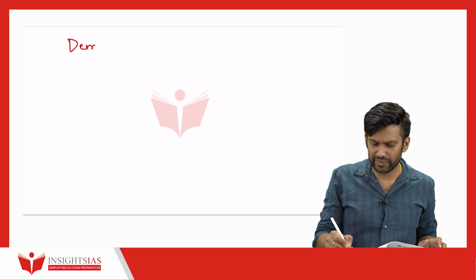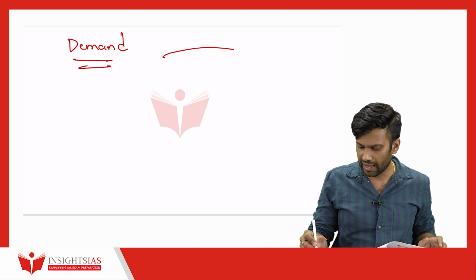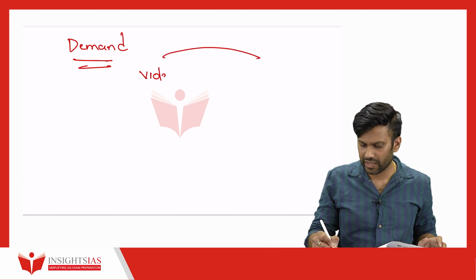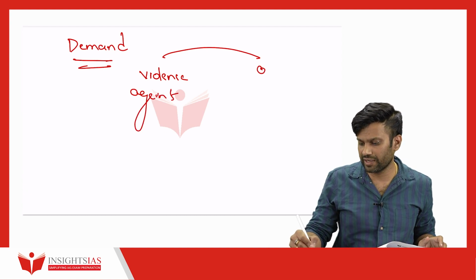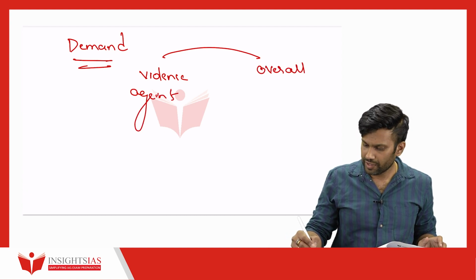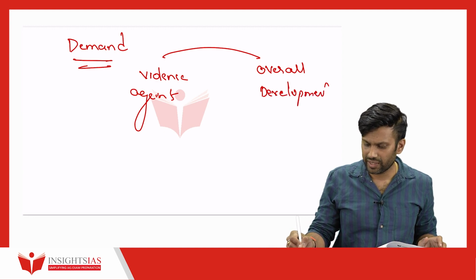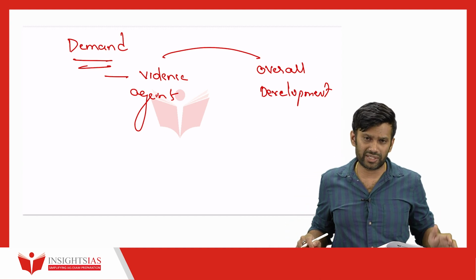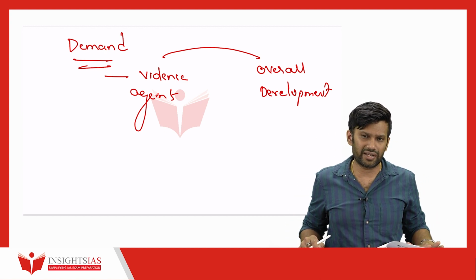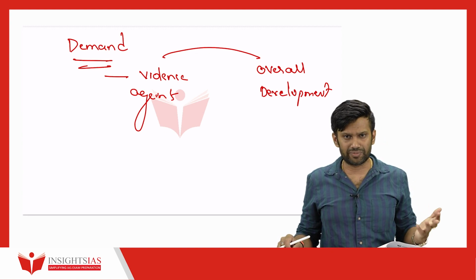If you look into the demand of the question, the examiner is asking you to show how violence against women impacts overall development. So here the keyword is violence against women. What kind of violence are we speaking about? Sexual harassment, domestic violence, acid attacks. All this comes under the ambit of violence against women, rapes in that regard.